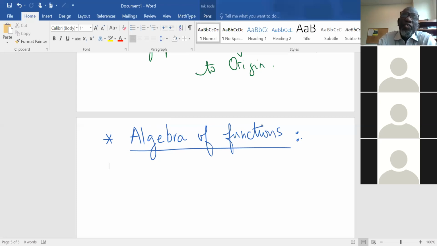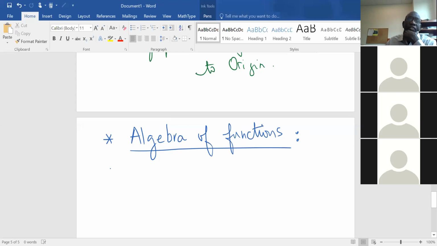All right. So algebra of functions: in this section right here, we're going to see how to add functions, how to subtract functions, how to multiply functions, how to divide functions, and how to compose functions. Addition, subtraction, multiplication, division, and composition of functions. So this is what you're going to do in this section.